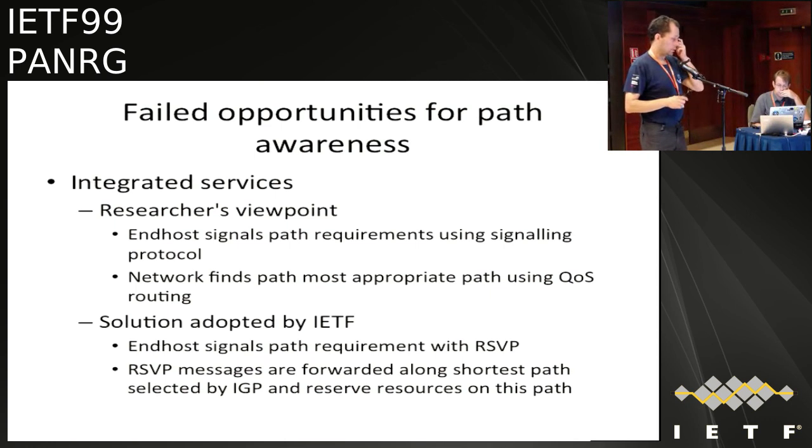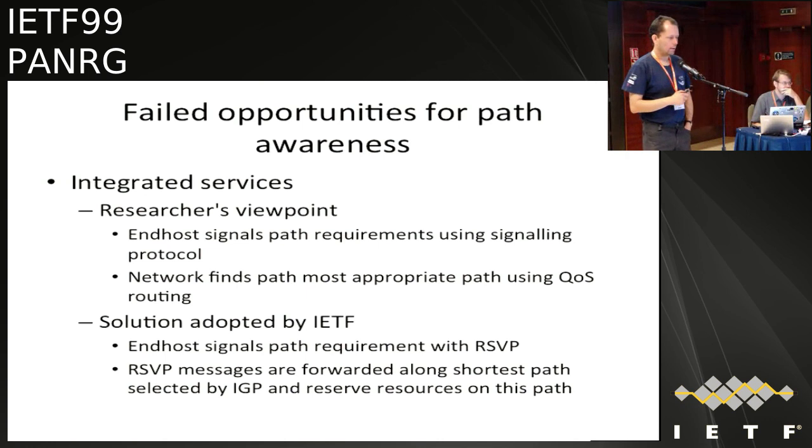What did the IETF do with this researcher's dream? Well, basically, the IETF designed RSVP protocol for the end host, which allows them to signal the path requirements, but then doing quality of service routing at that time was considered to be too complex, and it was too risky to allow paths to be forwarded along non-shortest paths. So in the end, we decided to put RSVP along the shortest path, which means that RSVP is not a protocol that allows to select a path. It's a protocol that allows to reserve resources on a path that was selected as the shortest path by the standard routing protocol, because we didn't want to add quality of service routing to the routing protocol.